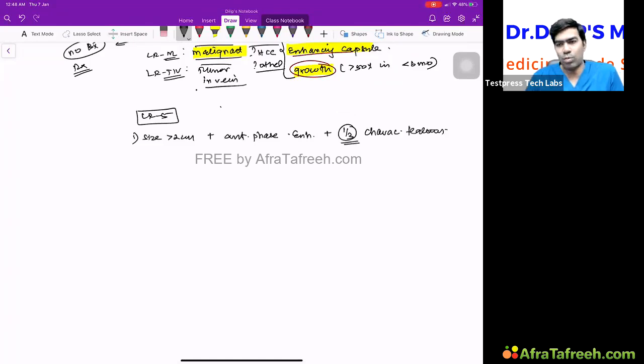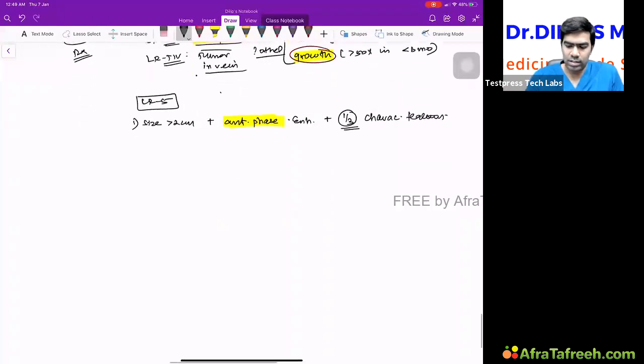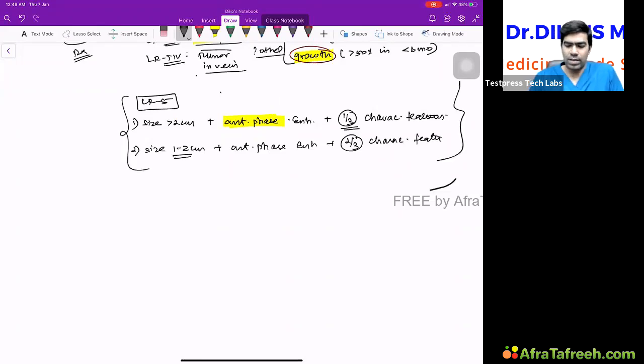Clear? So the tumor is more than 2 centimeter, plus typically they are enhancing in the arterial phase, which I've showed you already, plus even 1 of the 3 characteristic features which I've told you, like enhancing capsule or typical washout. So any one if you demonstrate, that is LR5, it's an HCC. Or second thing is size 1 to 2 centimeter, plus they are showing arterial phase enhancement. But in this setting, because the size is a little less, you need at least 2 out of 3 of the characteristic features which I have discussed. So this is the criteria to say that the patient is having LR5.